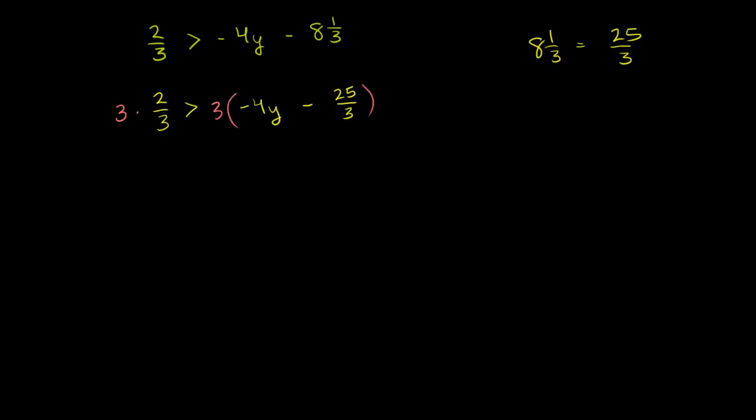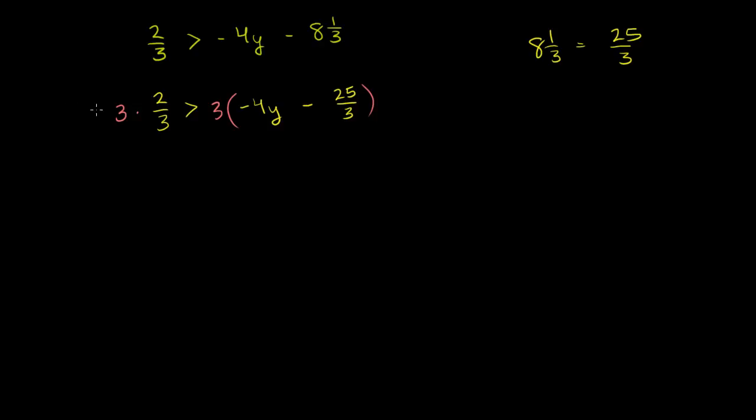And one point that I want to point out is that I did not have to swap the inequality sign because I multiplied both sides by a positive number. If the 3 was a negative number, if I multiplied both sides by negative 3 or negative 1 or whatever, I would have had to swap the inequality sign.